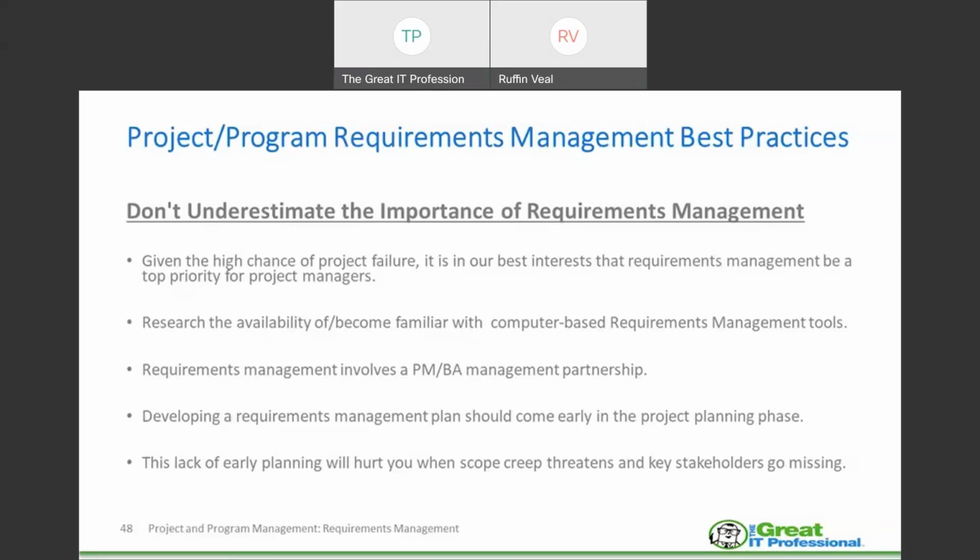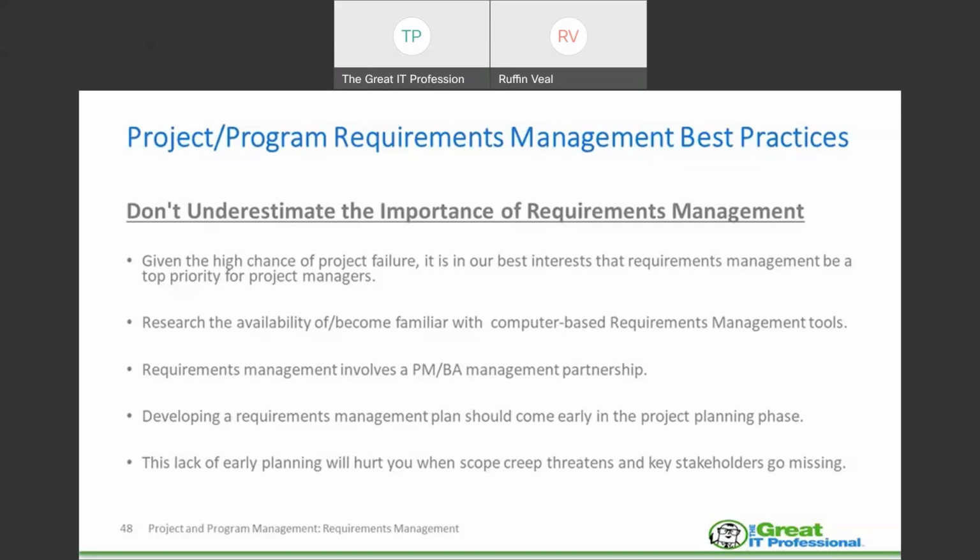So you want to get into the habit. You want it to become best practices. You want it to become the way that you do things and jump through the hoops. Don't underestimate its importance, okay? As I said, research has shown that these are important. Requirement management involves a PM and a BA partnership, okay? Be tied to the hip to some extent with that business analyst that you're working with, okay? Have a cup of coffee sometime. Create a relationship with them, okay? Again, managing your relationships throughout the project. This is one that you want to manage and maintain, okay?